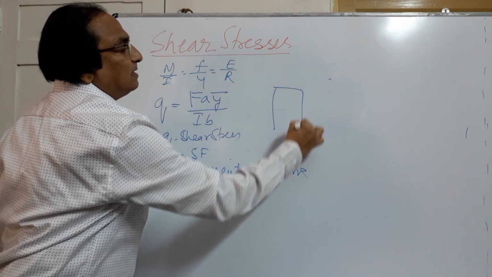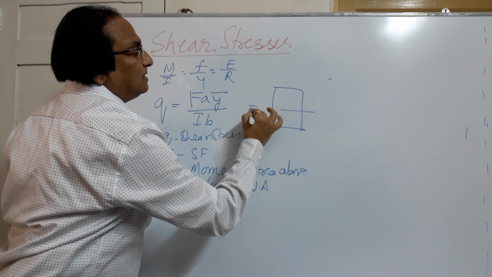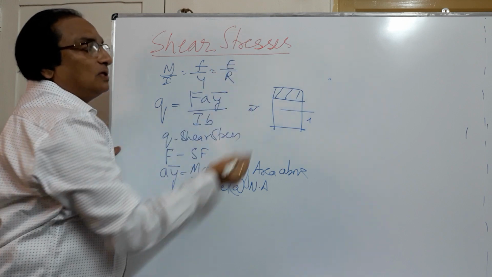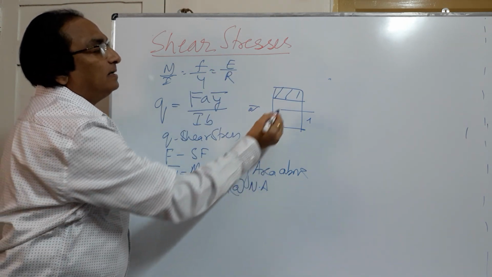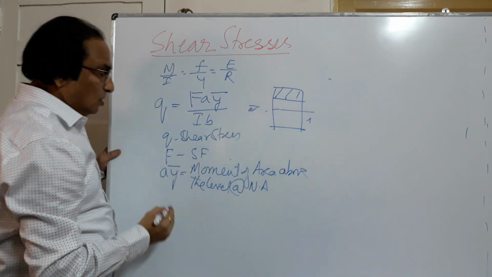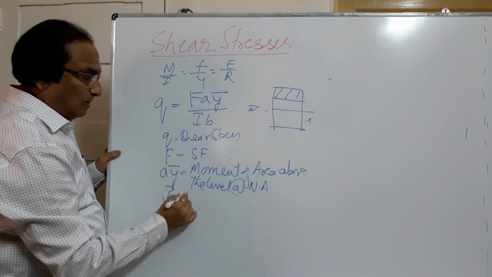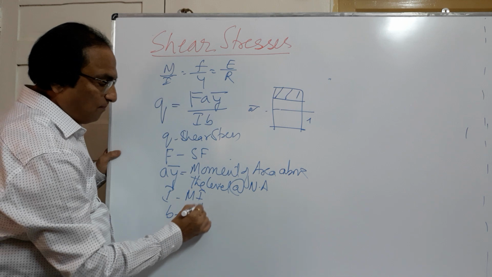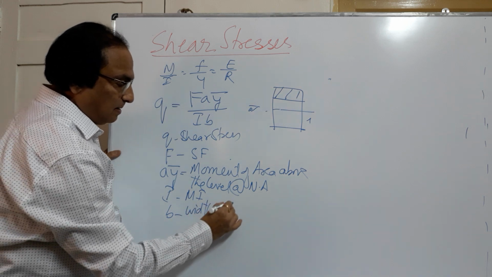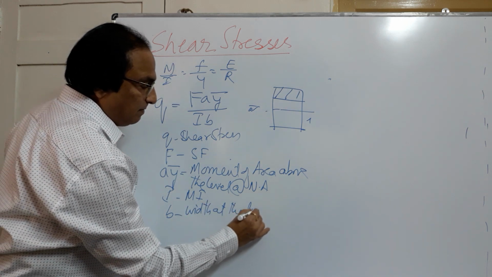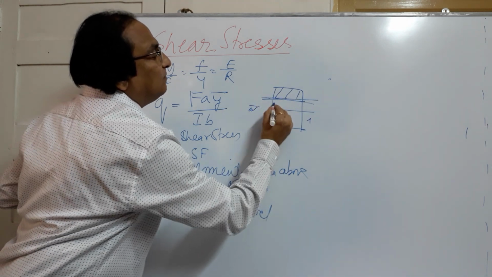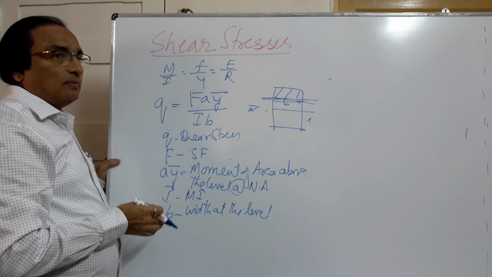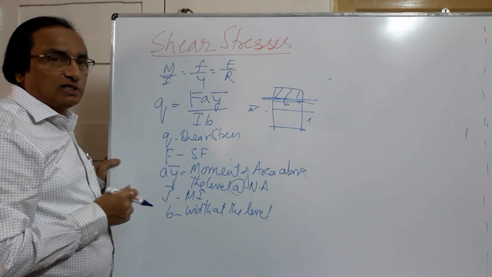Suppose this is the rectangular section. If this is the neutral axis, and I want to know the shear stress, then this is the area above the plane, about the neutral axis. I is the moment of inertia and B is the width of the beam at the level. If I take this as the level, the width of the beam at this point will be B. So this is the derived formula. The derivation we have seen in the notes.